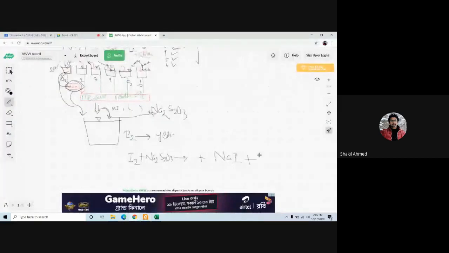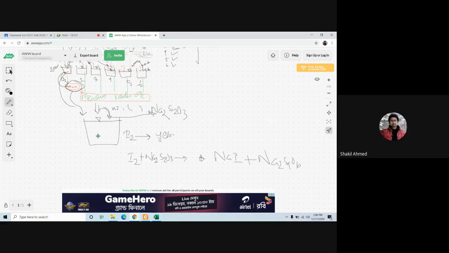So do you have free iodine here? No, sir. So yellow color will disappear. That's your end point. Yellow color will disappear. That's end point. Am I right? Yes, sir. Okay, easy. Now there is a catch here.